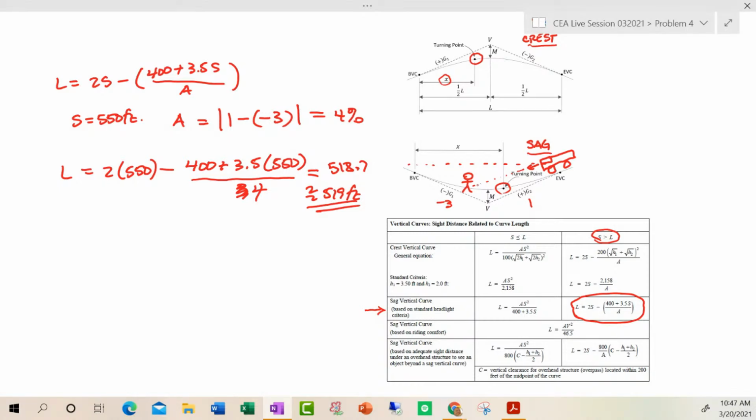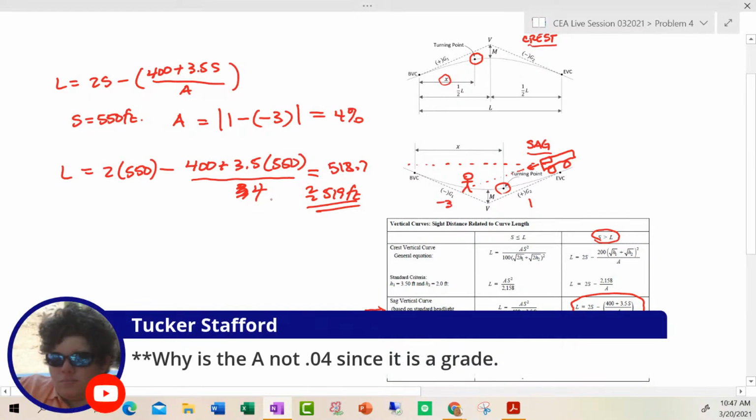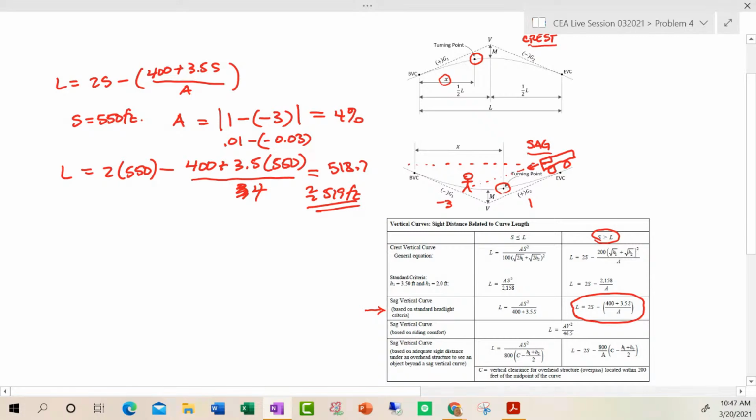Question came up. The A value is not 0.04 since it is a difference of grade? Yeah, and this is one of those weird empirical things that you just kind of have to look at the formula and see what's required. So even though technically when you're dealing with percentages, this could be 0.01 minus a minus 0.03, for this formula you're using whole numbers for percentages. Keep it as a whole number or work in all decimals, it's one or the other. Yeah, and it's just because of the empirical nature of the equation that we're working with.